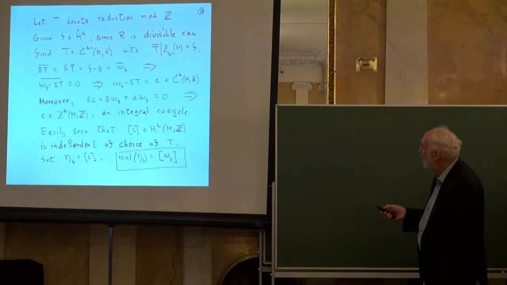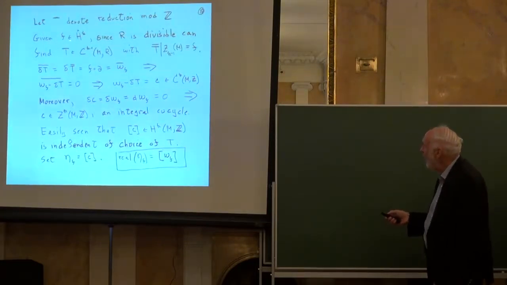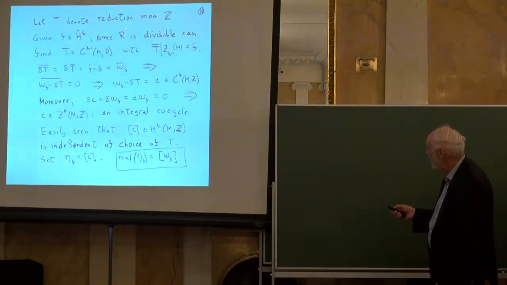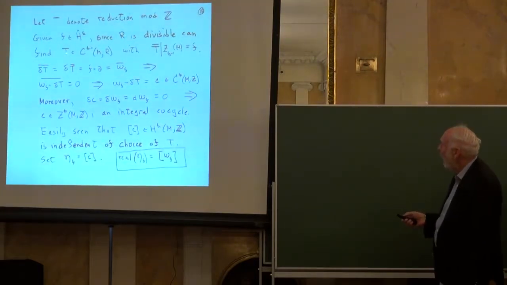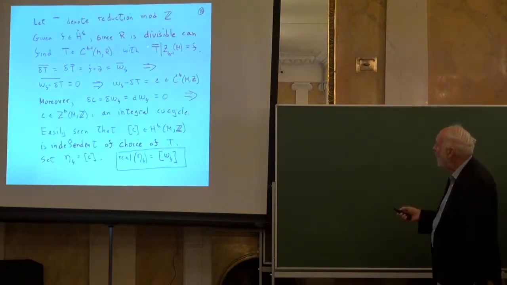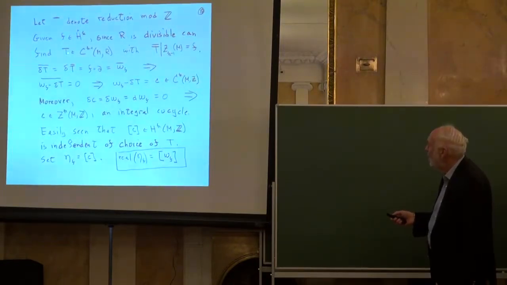So bar, up here, is going to denote reduction modulo z in general. So now if we have one of these differential characters, f, since r mod z is divisible, because there's enough divisibility around, we can find a real cochain t whose reduction mod z restricted to the cycles is f. You can just extend this and lift it and so on. So you can always find that.